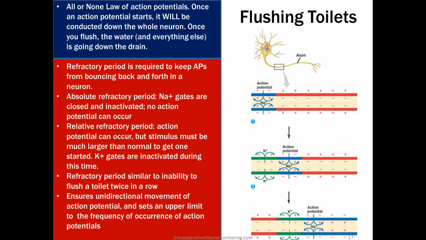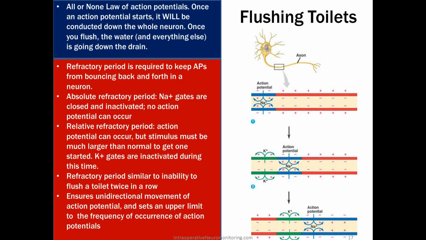After that comes the relative refractory period. The action potential can occur, but stimulus must be larger than normal to get started. Potassium gates are inactivated during this time. So we've had this overshoot or this hyperpolarization, and now we're in this relative refractory period. Actually, it happens a little bit before that, when it's still on its downslope on that action potential diagram. And here's where the bowl fills up enough, and you click the little side handle, and then you can get a second flush, but sometimes you just got to hold it or flush it a little harder, make sure the lid is all the way open in order to get it.